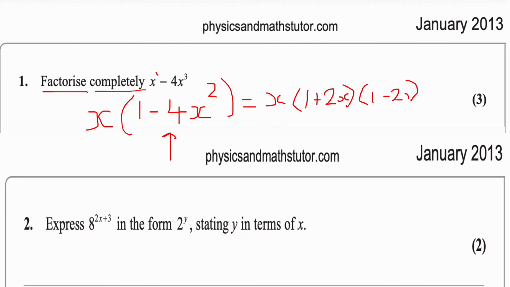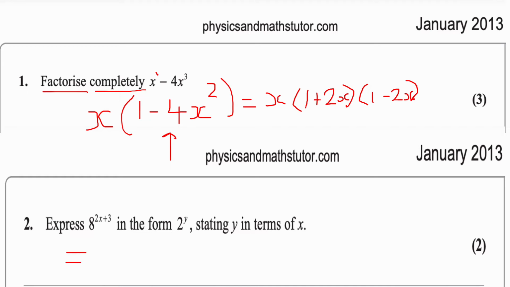For that one, okay, and you can check your answer. I do the square root of 1, which is going to be 1, and then the square root of 4x squared is going to equal 2x, because 2x times 2x gives me 4x squared. A positive 2 times a negative gives me a negative there.